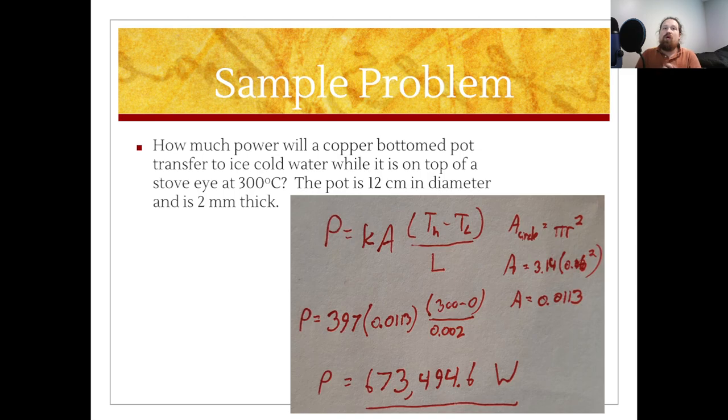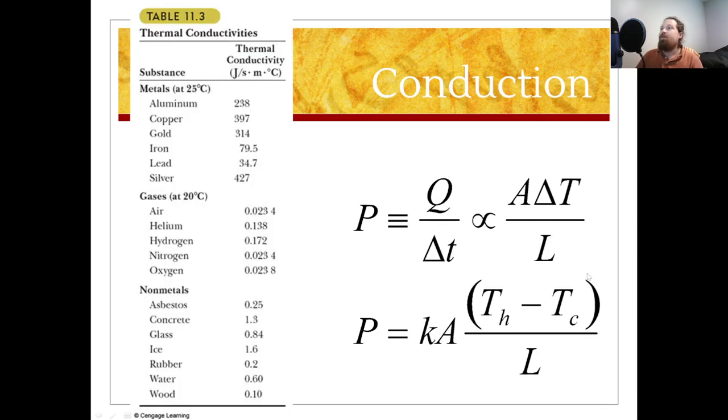Now, there is one problem with this formula that we've been looking at here. I'm going to tab back for a minute. This formula is wonderful. It works. It's nice and convenient. One of the main problems with it is this formula only works for objects made out of a single material. The pot in the example we just worked is made out of copper. That's just one material. It's 2 millimeters thick of just copper.